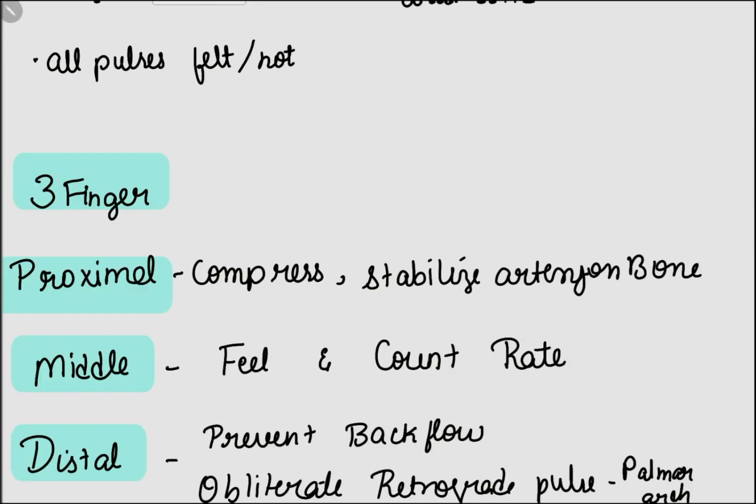And when you examine pulse, the three finger rule. This is most important question. That is, how do you examine pulse? Proximal finger compresses and stabilizes the artery on the bone. Middle finger feels the artery and counts the rate. Distal finger prevents the backflow. It obliterates retrograde pulse from the palmar arch.